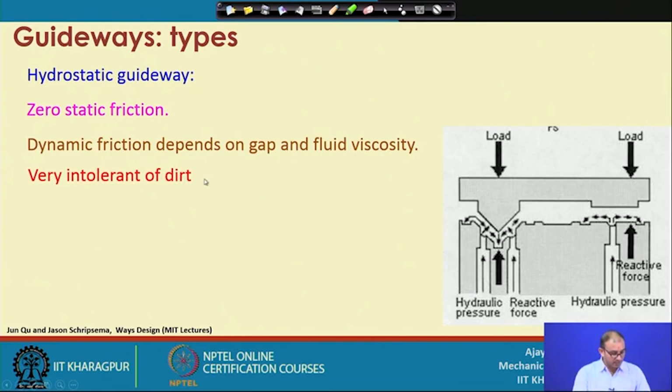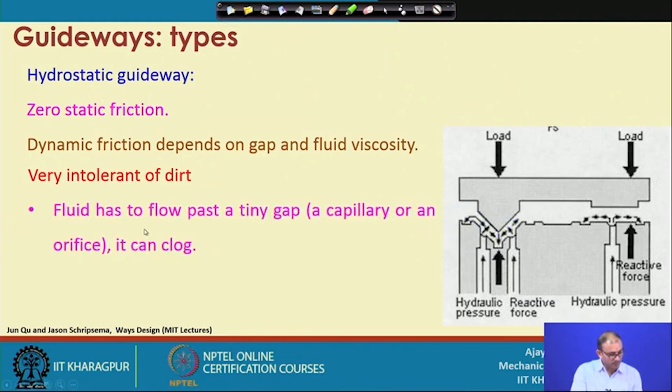Then, it is very intolerant to dirt. That is a very serious thing here, because we are using liquid, and this particular gap is 15 microns or so. If you are not filtering this liquid very perfectly, then what is going to happen? This dirt will create some type of problem here. It may clog this particular passage, and then you have to find some way to remove it. So, the filtering of this oil, or whatever liquid you are using, should be perfect, without any type of impurities.